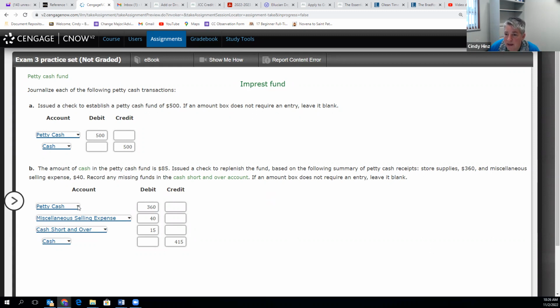Whoops, that shouldn't say petty cash. I must have accidentally changed that. Sorry, it should say store supplies. I thought that's what I had clicked on. So this is how we would do the entry.